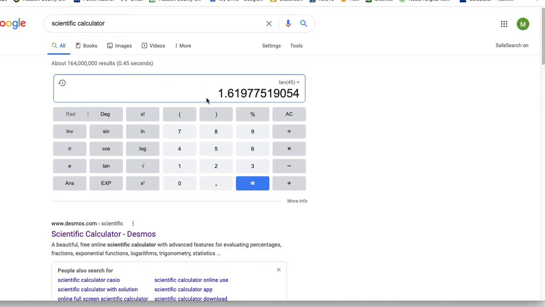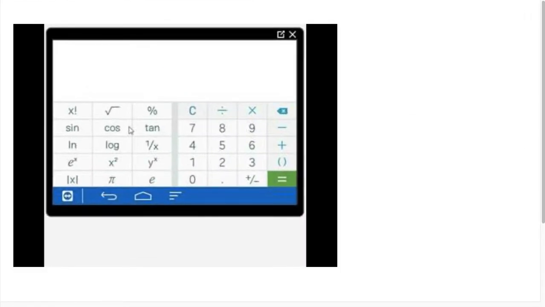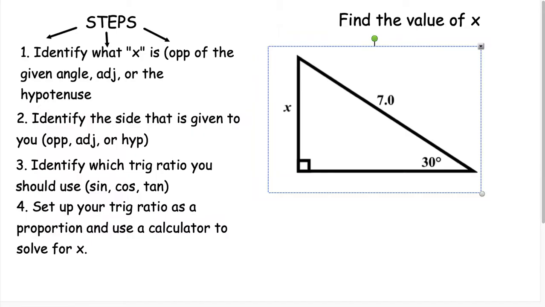So we're going to be using degree mode. Again, degree mode, and I'm going to test it out: tangent 45, press enter, and that should equal 1. So now we know that this is in the correct mode. Okay, so let's get started. Have your calculator with you, and these are the steps for how to find the missing side.